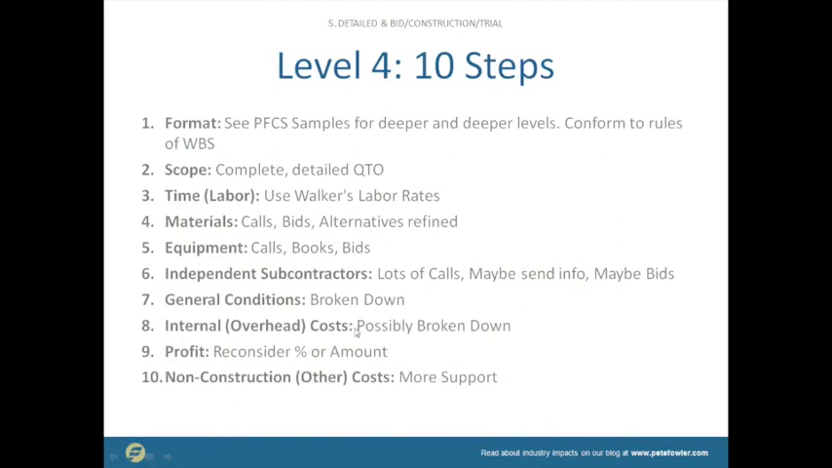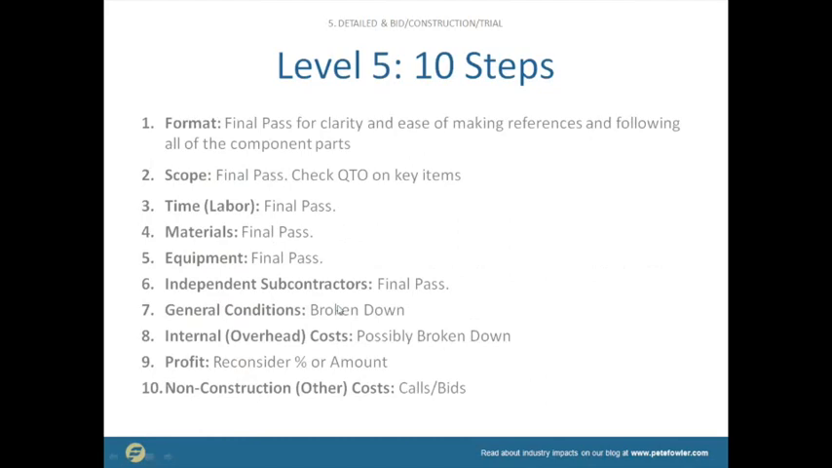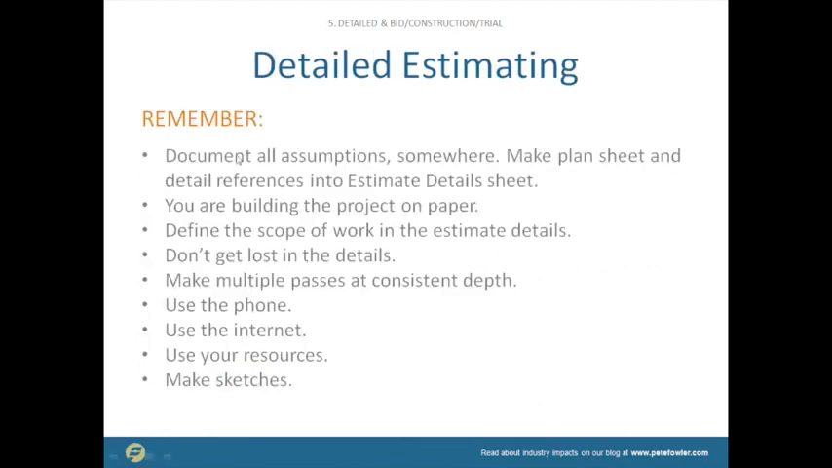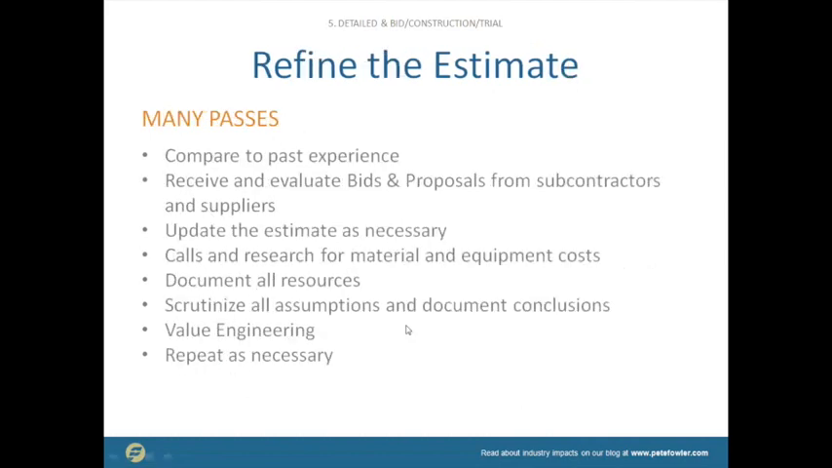So at this level, you should know exactly what your costs are, how long it's going to take, and who's doing it. A great construction company will know which superintendent is going to do that work. Again, we're doing those same 10 steps over and over. So remember, document all your assumptions somewhere. Make plan sheet and detail references in the estimate detail sheets. These are details for our company's internal use. What are the actual things you're going to do? Make many passes, scrutinize all the assumptions, and document them.